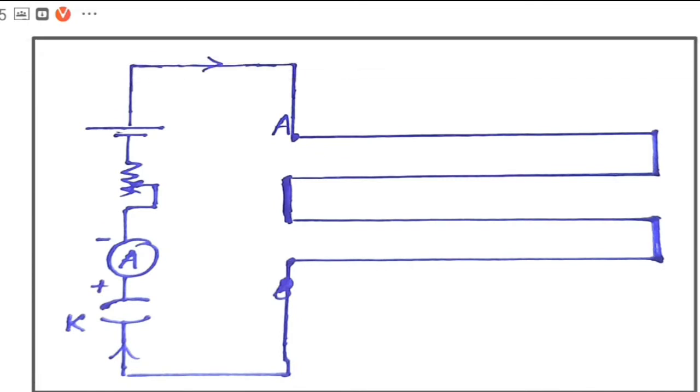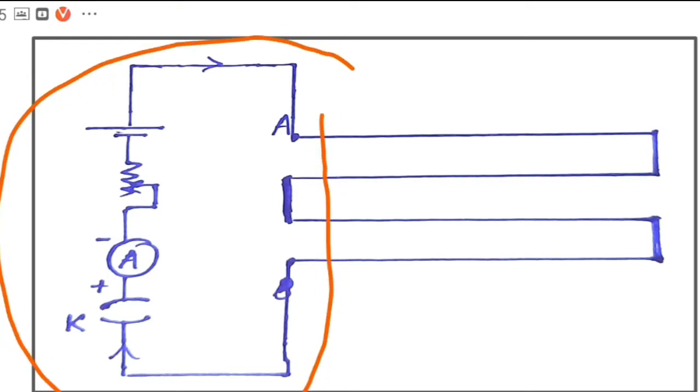Before coming to the experiments, let's discuss how to allow current to pass through this potentiometer wire. To pass constant current through the potentiometer wire, we have an arrangement like this. Between the two terminals A and B of the same potentiometer apparatus we discussed earlier, we connect a cell, a rheostat, an ammeter and a key. The key is kept closed, so current will be passing through the potentiometer wire.